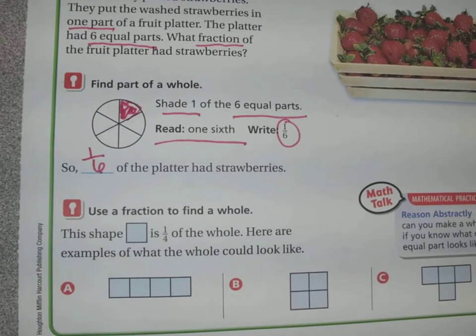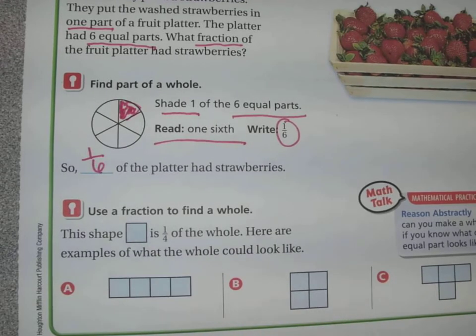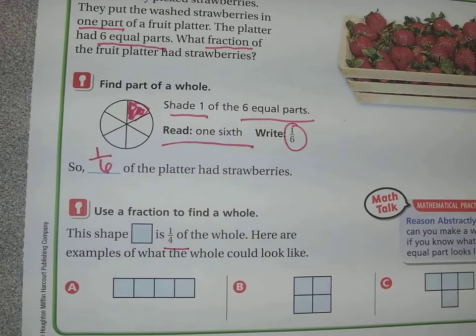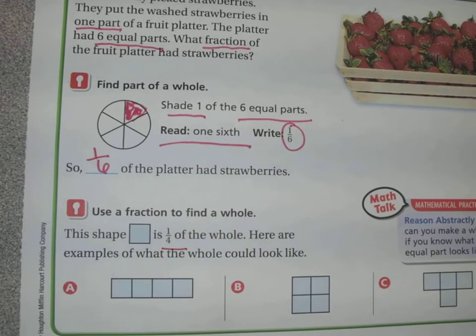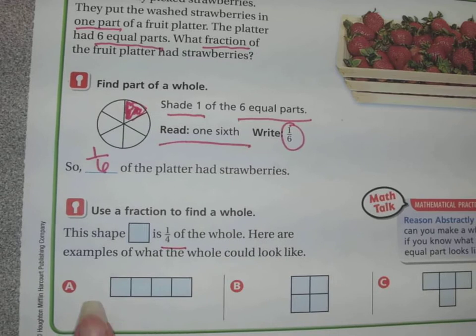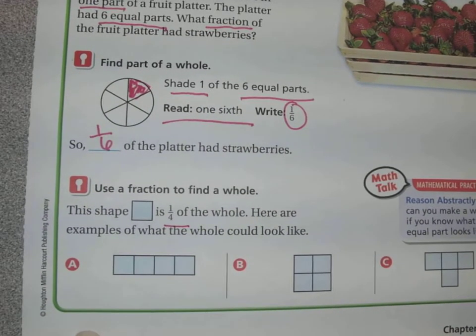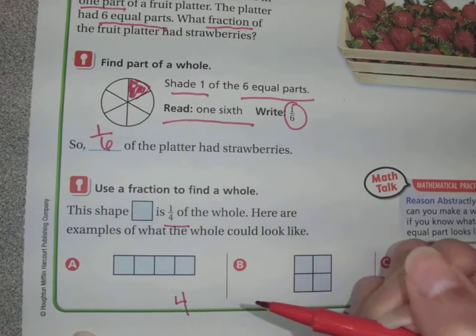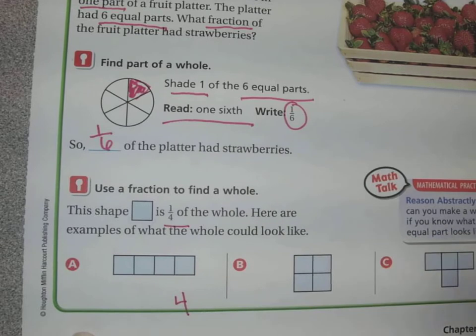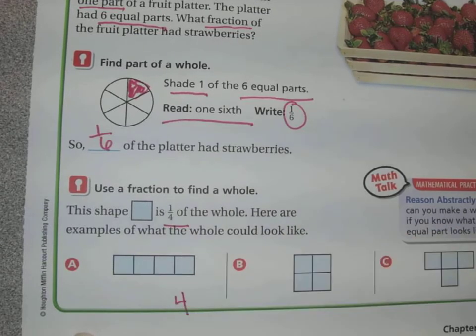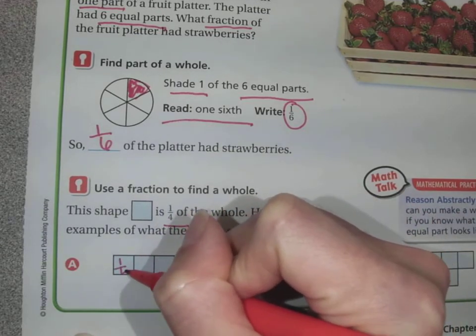Now down here, y'all, we can use a fraction to find a whole. This shape right here, this square in blue, is 1/4 of the whole. Here are examples of what the whole could look like. Here is a whole. As you can see, it is divided equally into 4 equal parts. And each of these equal parts, boys and girls, equals 1/4.